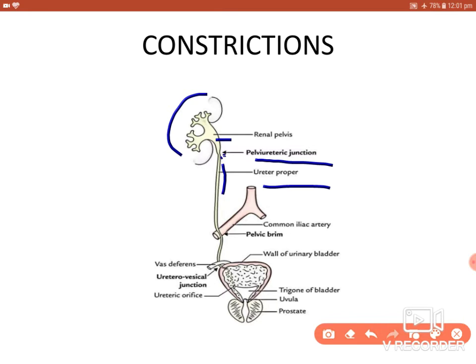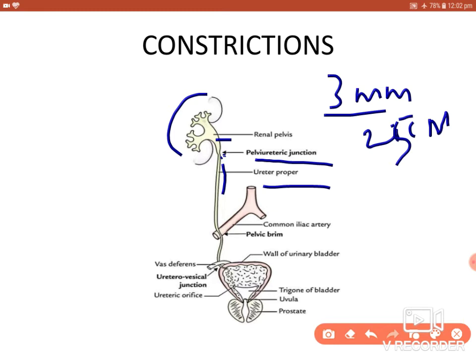Actually, the diameter of the ureter is 3 mm. Its length is 25 centimeter, that is 10 inches. The upper part, till the level of the pelvic brim, is 5 inches. The lower part, from the pelvic brim to the bladder wall, is also 5 inches. Total, that is 10 inches, that is 25 centimeter. Diameter is 3 mm.